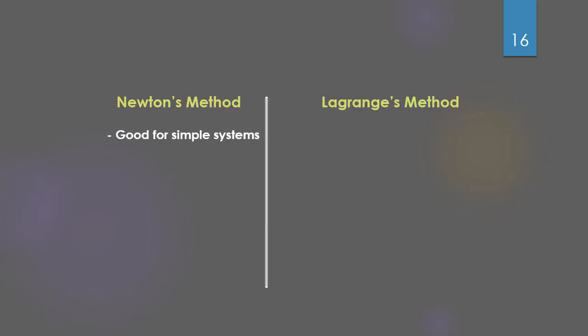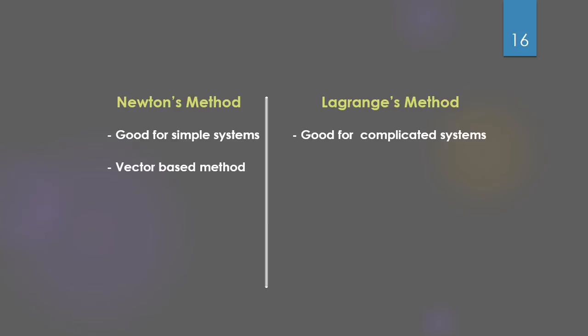I'm going to give you the pros and cons for each method. Newton's method is good for simple systems. So if I've got few components, not a very complex system, Newton's method is much preferable. It'll save you some time. Lagrange's method is good for complicated systems. So if you've got a pendulum, some springs, a lot of masses, it's cool to use Lagrange's method. It's quite easy.